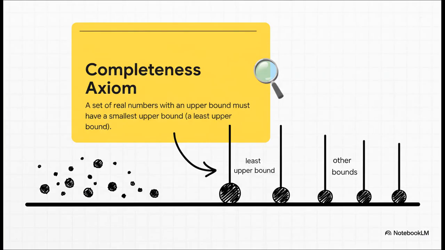Now, the definition sounds a bit academic, I know, but the idea behind it is actually pretty simple. Imagine you have a collection of numbers, and you know that every single one of them is less than, say, 5. So your set has numbers in it like 2, 3.5, 4.9, 4.9999, and it keeps getting closer and closer. What the completeness axiom does is it guarantees that there is a smallest possible ceiling for that set, a least upper bound. And in our case, what is that number? It's exactly 5. The axiom promises that the number 5 is there, waiting to be the perfect boundary.